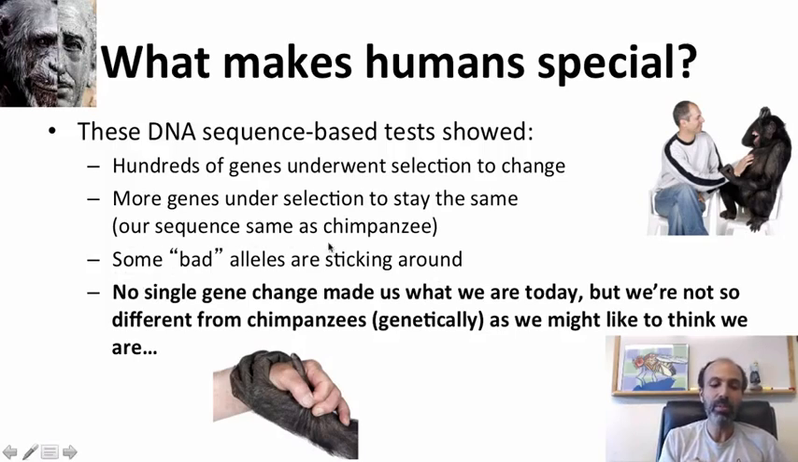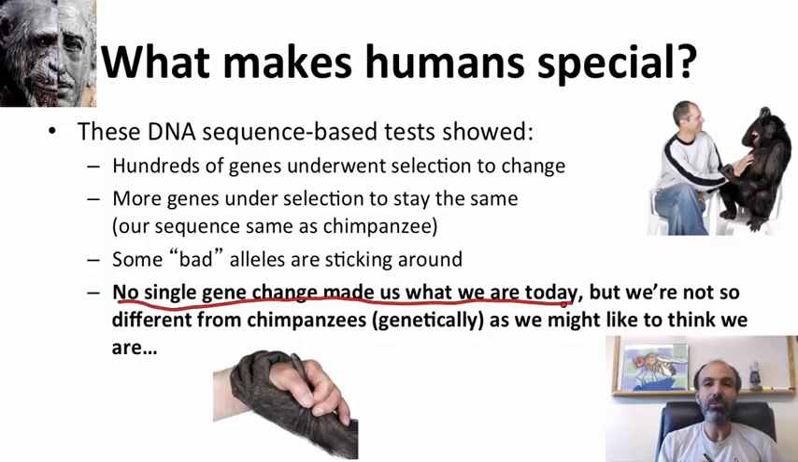And this also makes it so a lot of our sequence is more similar to chimpanzees than if we were evolving purely neutrally. But importantly, let me just close with this, there's no single gene change that made us what we are today. Yet, we're not as different from chimpanzees genetically as we might like to think.